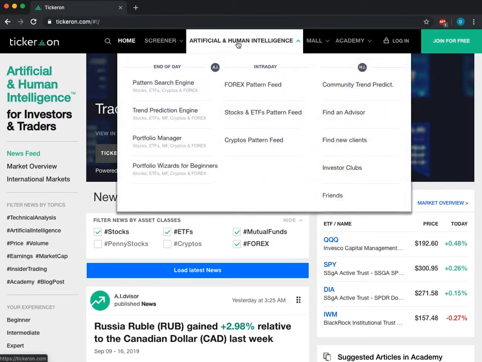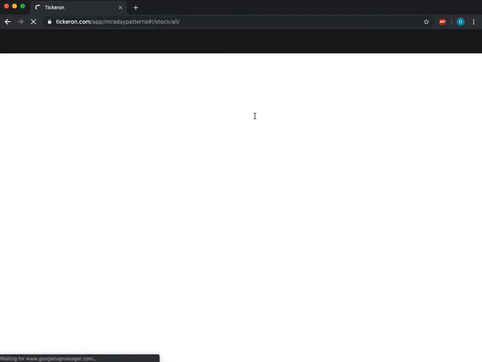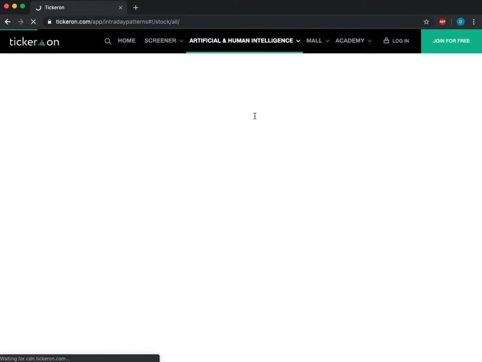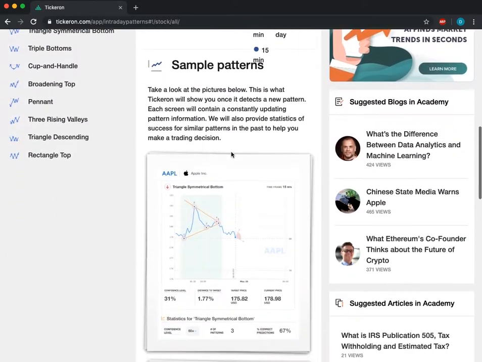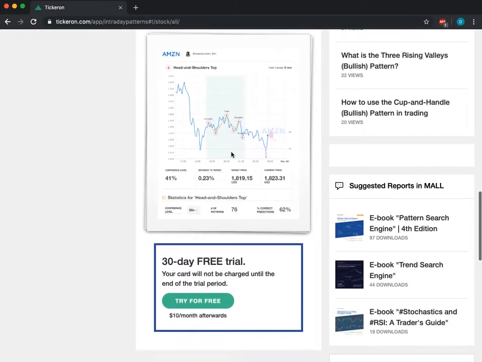Now you're probably here because you want to be a better trader. It's hard to compete with hedge funds or professional traders, especially with the tools they have at their disposal. That's why Tickeron created the pattern search engine, a product that anybody can use. So you're probably wondering, how does this all work?